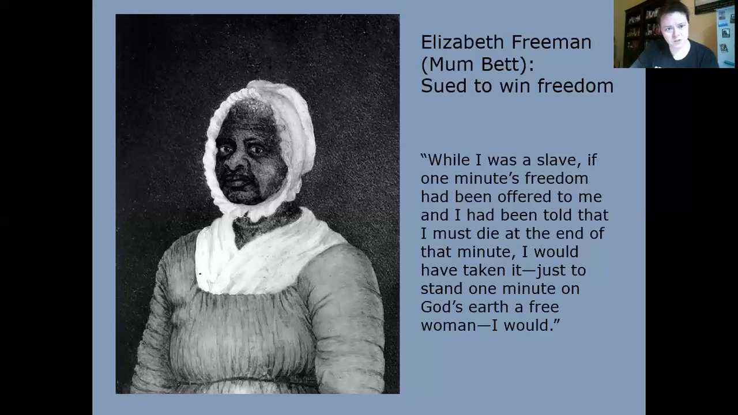So we see Elizabeth Freeman, a number of other slaves, pursuing their freedom in the courts. In the 1780s, a number of New England slaves are going to win these freedom suits and gain their freedom. So in New England, slavery is coming to an end in the 1780s through these kinds of judicial actions.